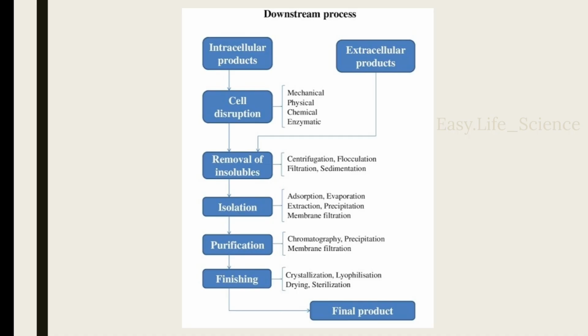Step 1. Separation of products from the cells and from the media as well. Step 2. Removal of unwanted materials like insoluble materials through various techniques such as centrifugation, filtration, flocculation, etc. Step 3. Isolation of particular components through adsorption, precipitation, evaporation, etc. Step 4. Purification of the extracted products, which is mainly done by various chromatographic techniques. Step 5. Finished product or formulated products. It may be lyophilized, crystallized, or even a sterile product.